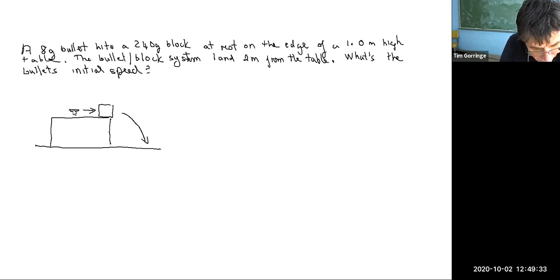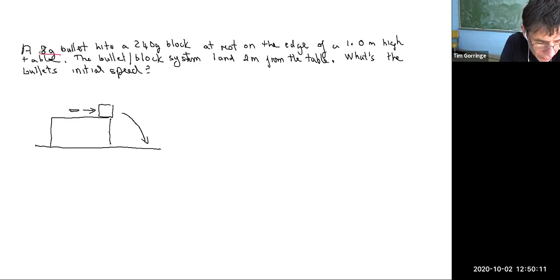Over here on the left, this is the bullet. It's traveling towards the block. It strikes the block on the edge of the table and is embedded in the block. And then the bullet and the block fall off the table and strike the floor some distance from the table. And we're given some numbers.